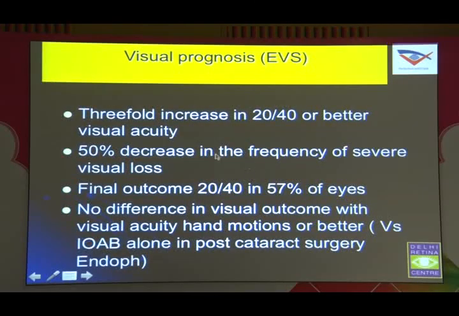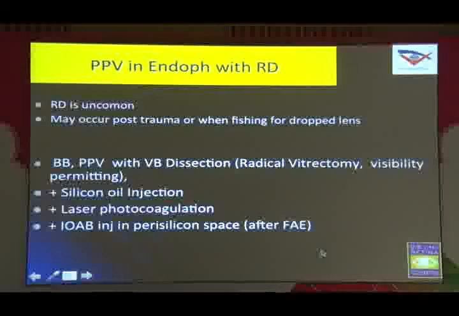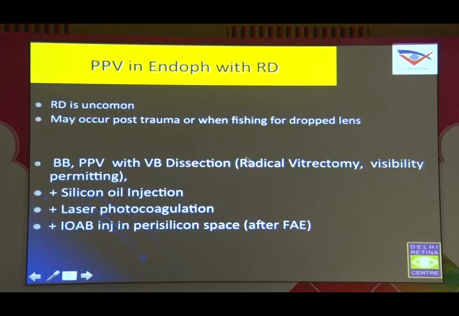Now, the visual prognosis: there's a threefold increase in visual acuity after vitrectomy, and a 50% decrease in the frequency of severe visual loss. The final outcome in 57% of the cases was about 20/40. There was no differentiation of visual outcome with visual acuity of hand motions or better versus intraocular antibiotic injection after post-cataract surgery.